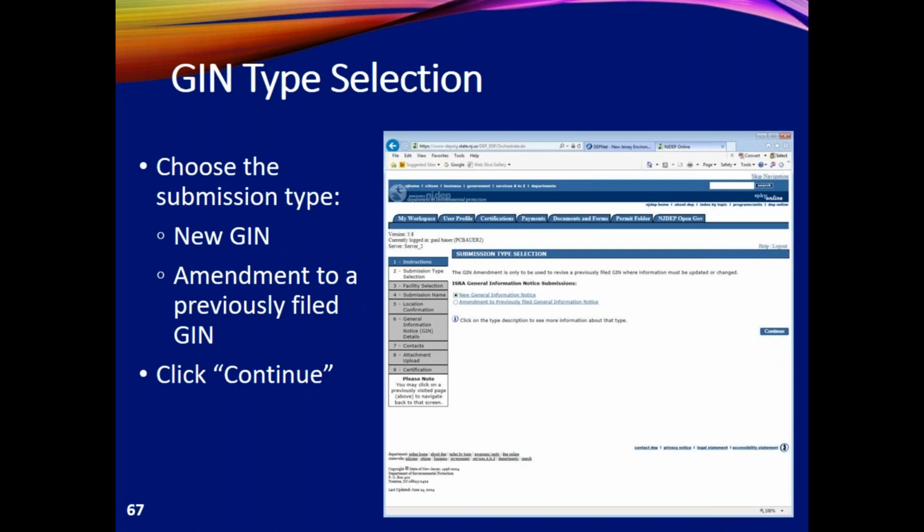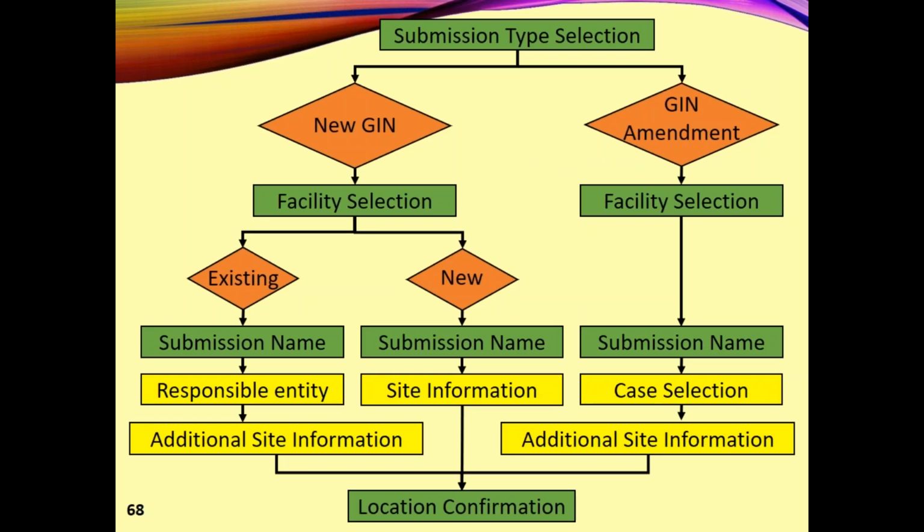So if you're doing a GIN amendment, obviously you already have a facility, so you'll need to have the facility in your workspace to be able to do a GIN amendment. New GIN can be for an existing facility, or it can be for a brand new facility that we don't have in the department. So you're going to pick new or amendment. We're going to show new, and go ahead.